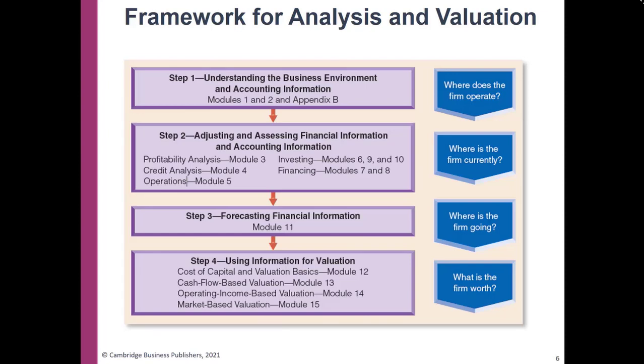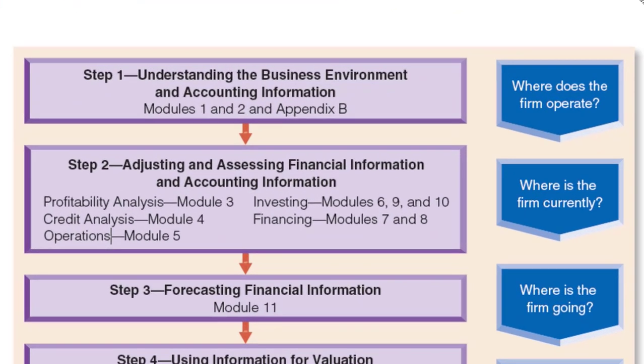In this book, we're going to cover financial statement analysis and valuation in great depth. This graphic represents a framework that we're going to use throughout the book. The framework and other tools help us to analyze a company and to value the debt and equity securities. So the book is organized around 4 key steps. The first step consists of Module 1 and Module 2, as well as Appendix B. And this is where we develop a deep understanding of the business environment and of the accounting information the firm provides. This step is designed to answer the question, where does the firm operate?